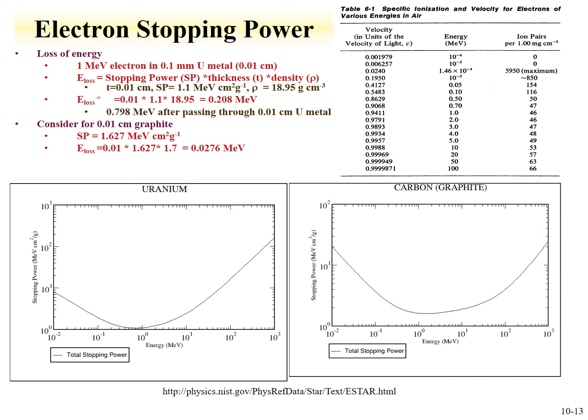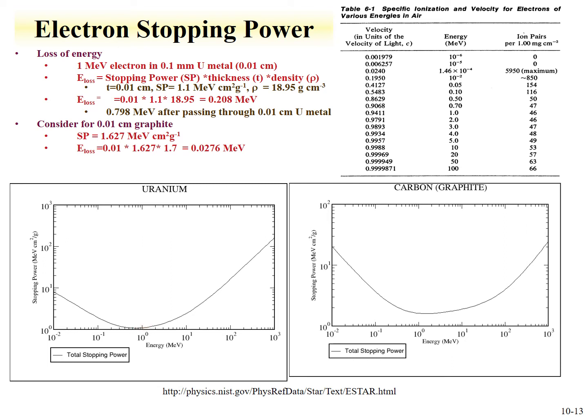And as we did for the charged particle, we can also look at electron stopping power. In this case, we're going to talk about a loss of energy. Let's imagine that we have a 1 MeV electron that's traveling through 1/10 of a millimeter of uranium. The question is, what is the energy loss of that electron in that material? Well, we can look up the stopping power and understand the thickness of that material times the density.